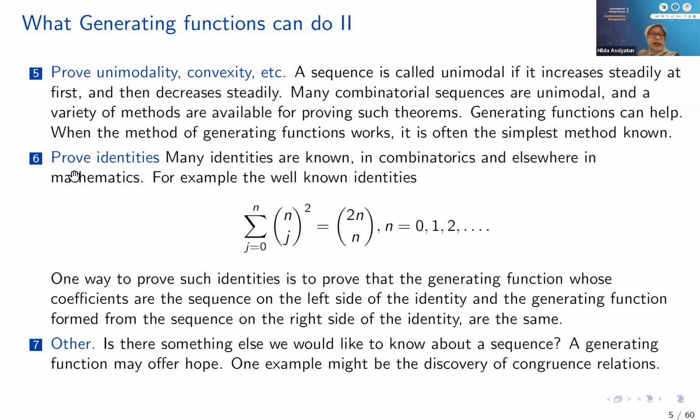Then the next one is to prove identities. This is also of big interest when we learn about combinatorics. So how to prove identities? For example, here we have identities for a well-known formula, the binomial coefficients. Generating function can help us prove these identities.